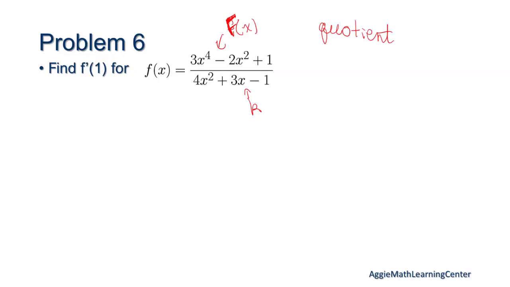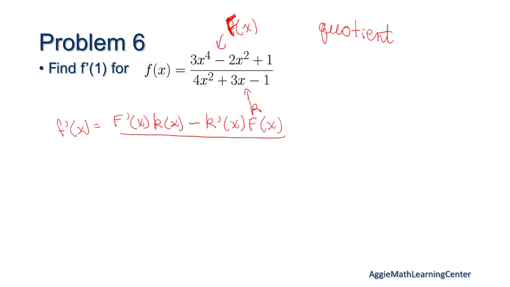Okay, so our formula for f prime of x is going to be: we have our f of x, our top function, so it's going to be f prime of x times k of x minus k prime of x times f of x, all over k of x squared. Do you want to do this all together, or find them in pieces and then combine them? Pieces. Okay, normally if it's big like this, I like to do pieces.